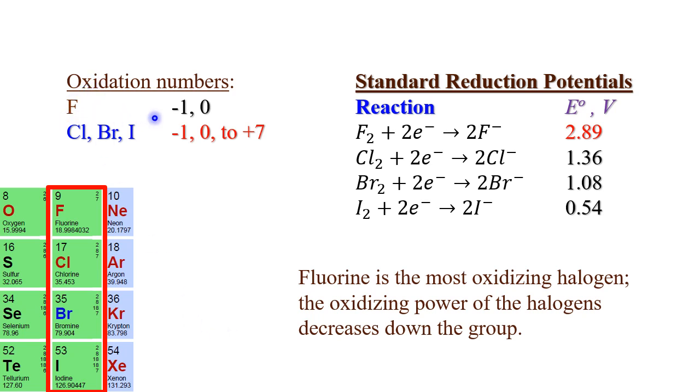It is impossible to oxidize fluorine, so oxidation number of fluorine is always -1 in its compounds, or 0 if you have elemental. Chlorine, bromine, and iodine may have any oxidation number from -1, 0 to positive +7, or anything in between.